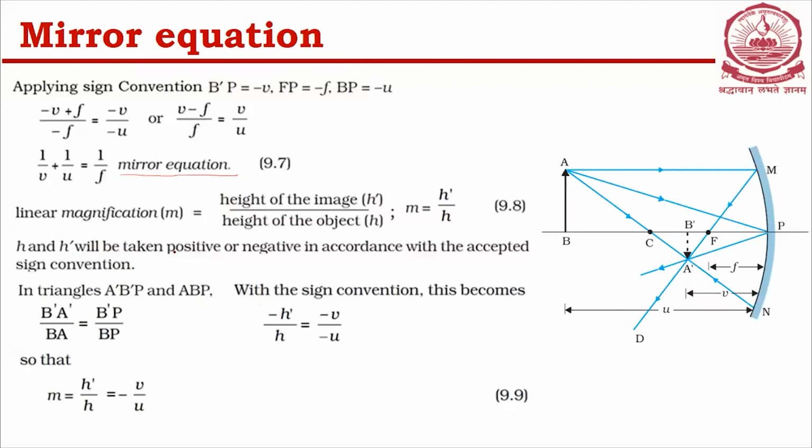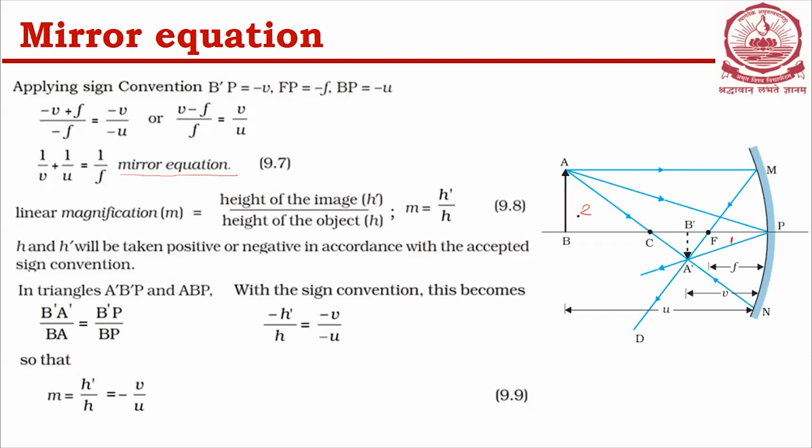So if you consider the triangles A dash B dash P and ABP, these are the two right angle triangles. This is triangle 1, and this is triangle 2. So you can write B dash A dash divided by BA, that should be equal to B dash P divided by BP.